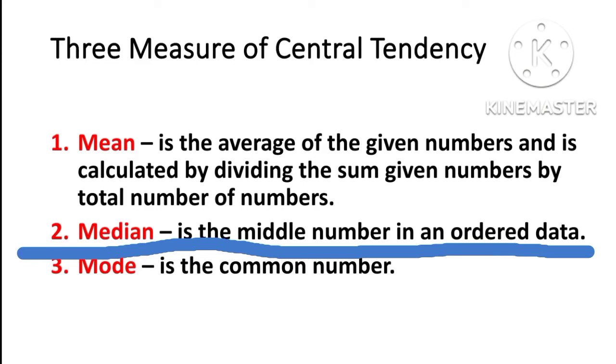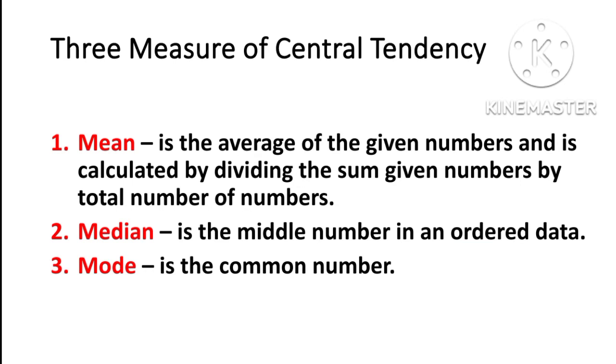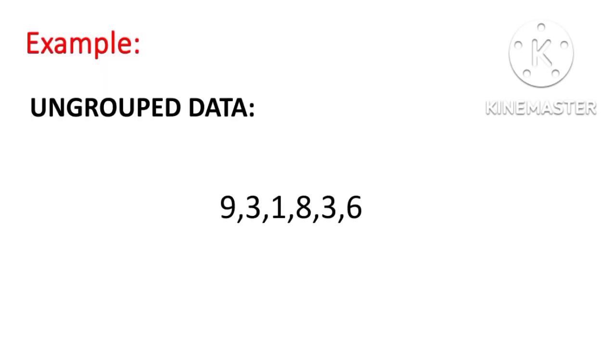Let us now proceed with the other measure of central tendency, the median. Median is the middle number in an ordered data set. Here's another example for how to find the median. Let us use the given numbers in the mean example: 9, 3, 1, 8, 3, 6. Our first step is to arrange the given numbers in numerical order.